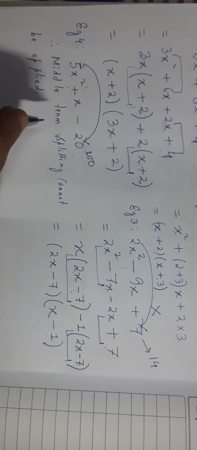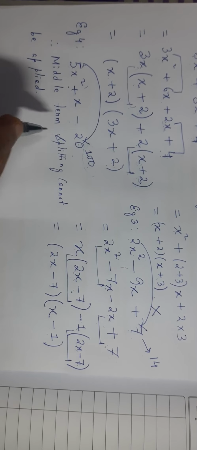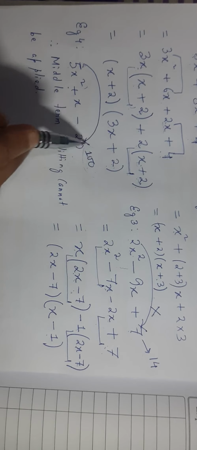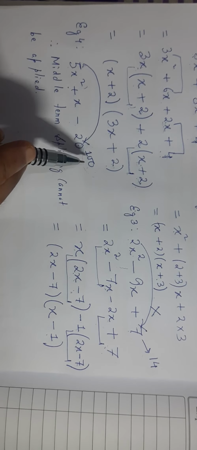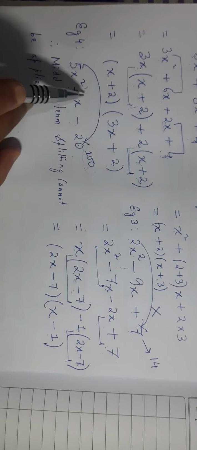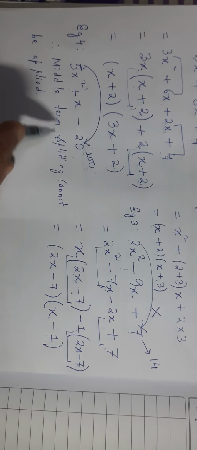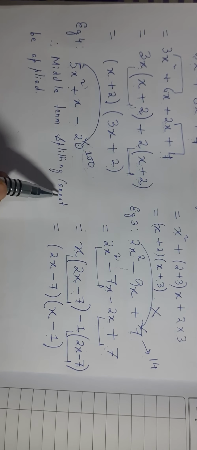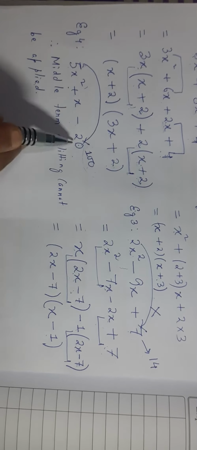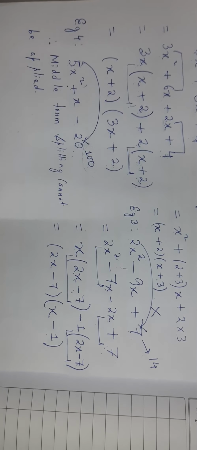So there is no number in this universe which if we multiply we get 100 and at the same time with the same number if we add or subtract we get 1. Therefore middle term splitting cannot be applied for this particular question.